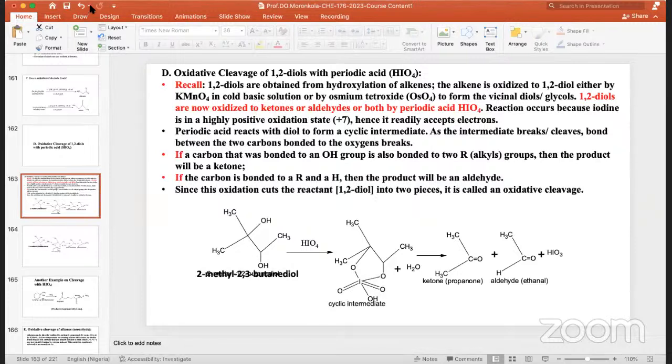Like we were discussing, we said the oxidative cleavage utilizing this periodic acid is on diols. The diols, that means there are two carbon-OH bonds that are neighbors, that are near to each other. Look at my cursor here. That's why I call it a 1,2, even though this very compound is 2-methyl-2,3-butanediol.